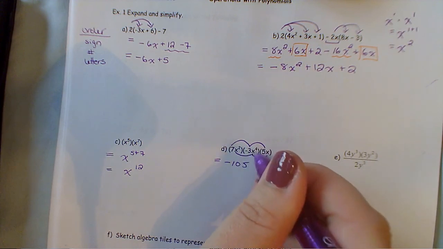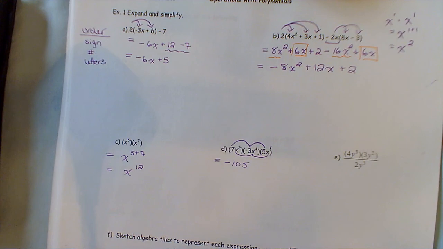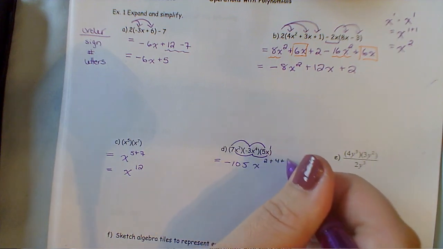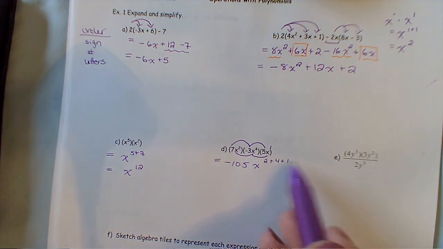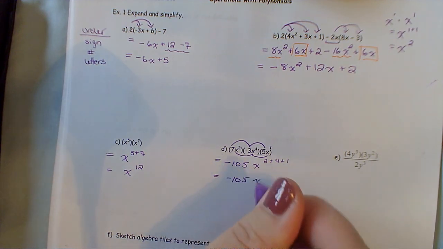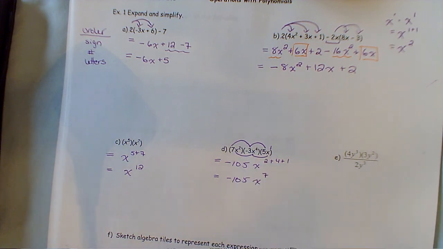X squared times x to the 4 times x. Now, if you don't see a number there, you know it's an exponent of 1 automatically. So 2 plus 4 plus 1. So again, you didn't have to write out this step, but I'm just showing you very clearly where my exponent comes from. 6, 7, total of 7. So we just combined them and we got 7 x's all together.